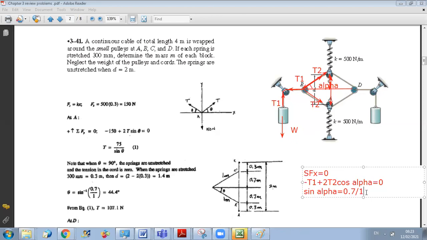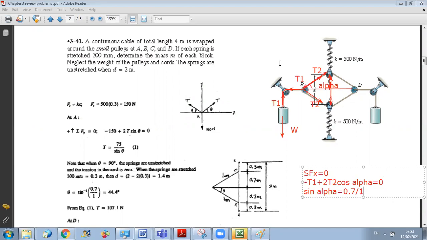Now, once I find this relation, I can see that it's not enough for me because I have two unknowns, T1 and T2. So how to continue? How to find T2? What should I do? We still did not use k equals 500. Very good. We will use the information about the spring.